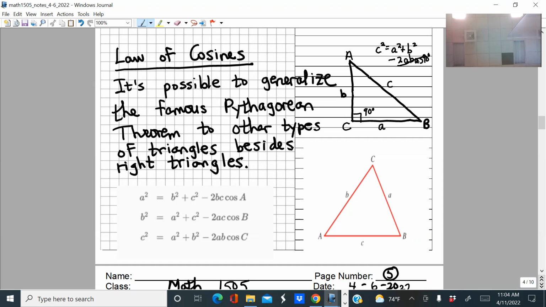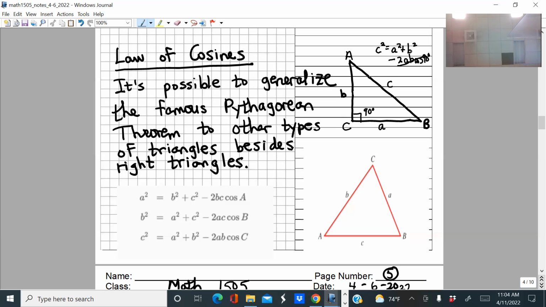No, 2AB cosine 90 degrees, right? Yeah, it's C squared is this squared plus this squared. I'm using the law of cosines here, right? So C squared is B squared plus A squared minus 2 times A times B times the cosine of the angle opposite C. But that's 90 degrees in a right triangle. So that becomes 0. And so you get the Pythagorean theorem.